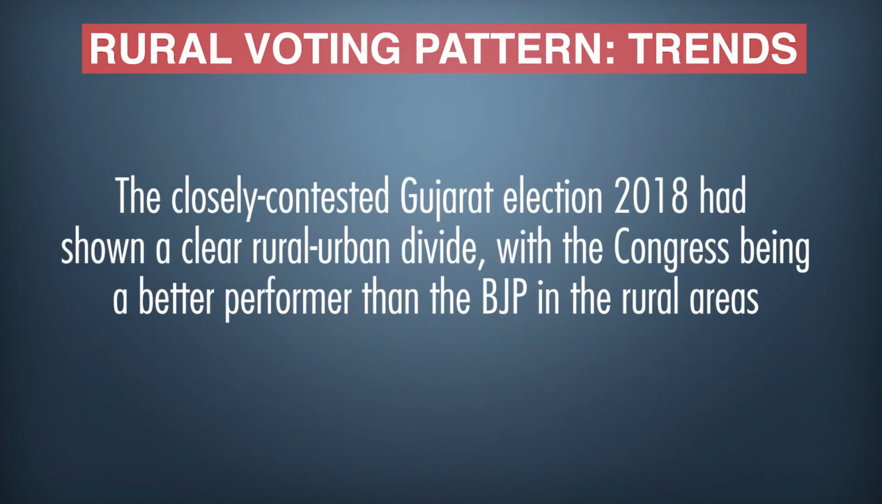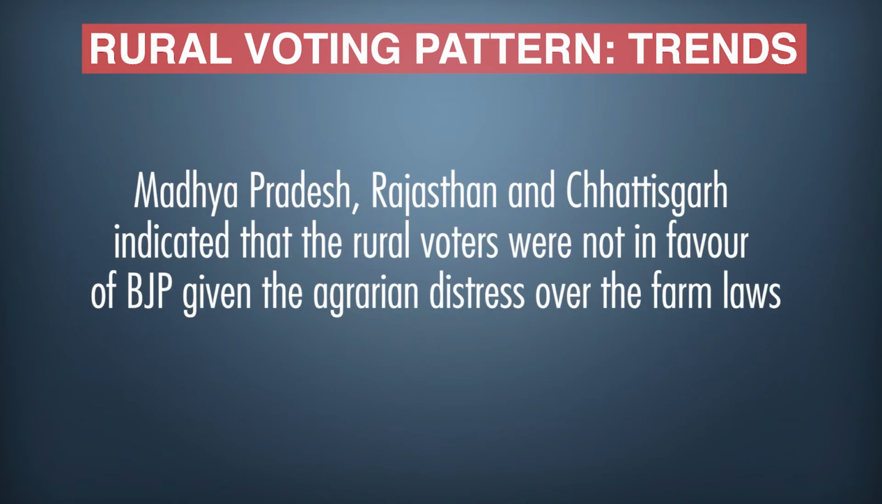However, in the 2019 elections, there has been a role reversal. The rural voter was the greatest source of worry for the BJP, and therefore the BJP manifesto worked towards coming close to the rural voters. The closely contested Gujarat elections in 2018 had shown a clear rural-urban divide, with the Congress a better performer in the rural areas of Gujarat and BJP a better performer in the urban areas. Madhya Pradesh, Rajasthan, Chhattisgarh: these states also indicated that the rural voters were not in favor of BJP given the agrarian distress over the farm laws.